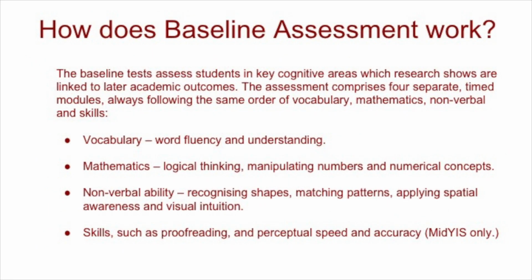They assess students in key cognitive areas which research has shown is linked to later academic outcomes. The first section is vocabulary, which tests word fluency, understanding and comprehension. The second is mathematics, which tests logical thinking and manipulation of numbers. The third is non-verbal ability, which looks at shape recognition, pattern matching and spatial awareness. The fourth and final section is skills, which is only tested on the MidYIS assessment. This looks at proofreading and perceptual speed and accuracy.